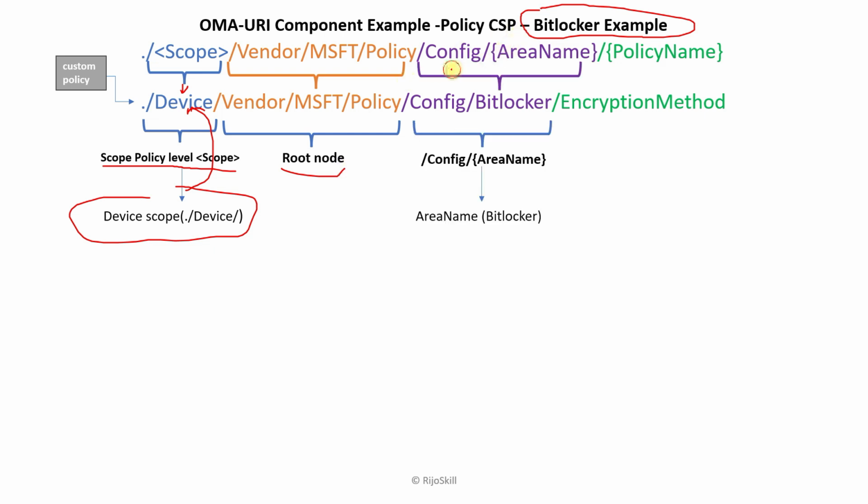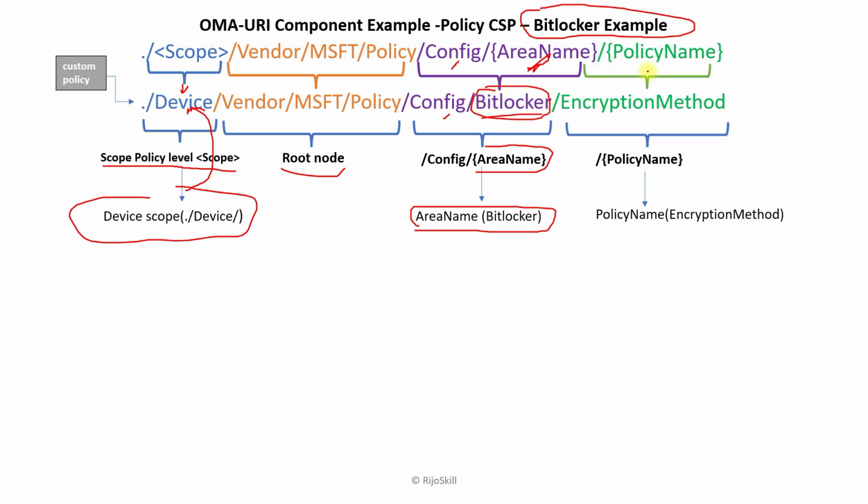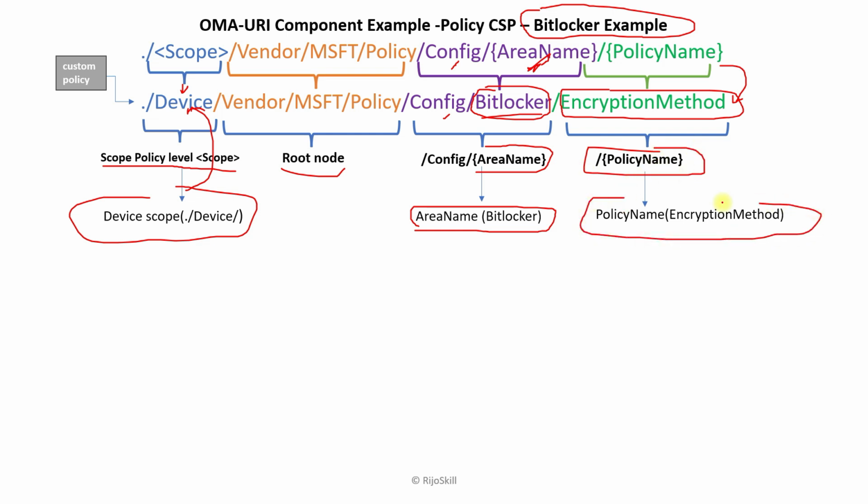Next you can see here the configuration and area name. Here the area name is BitLocker. Next, the policy name. What is the policy name we adopted? It's the encryption method. So here the policy name is the encryption method. Now you understand the OMA-URI example of the policy. We are applying it for the BitLocker example: the scope level and root node, then configuration, the area name and the policy name.